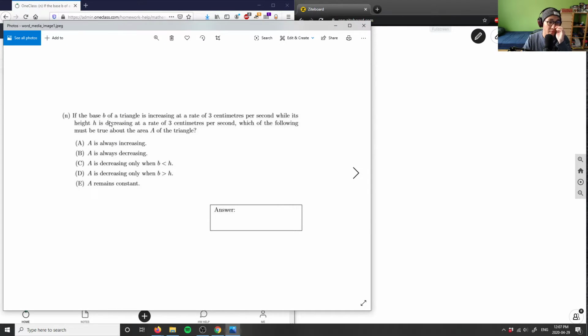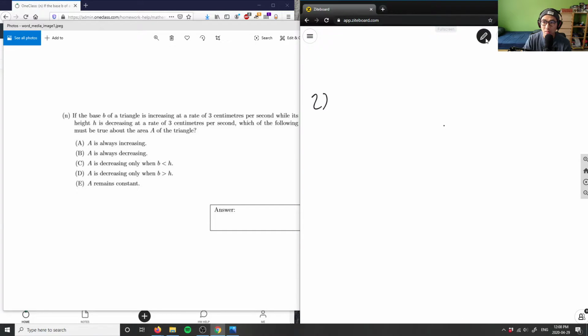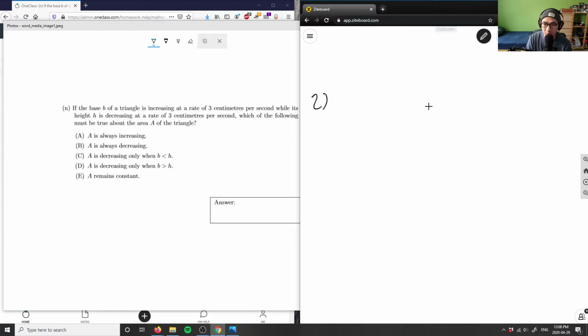So it says if base B of a triangle is increasing at a rate of 3 centimeters per second while its height h is decreasing at a rate of 3 centimeters per second, which of the following must be true about the area of the triangle here? So let's write down the givens here. We have some type of triangle here, and it doesn't tell us what triangle it is, so maybe I'll just do a right triangle.